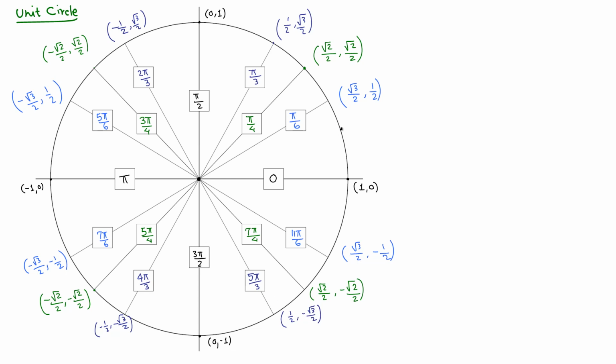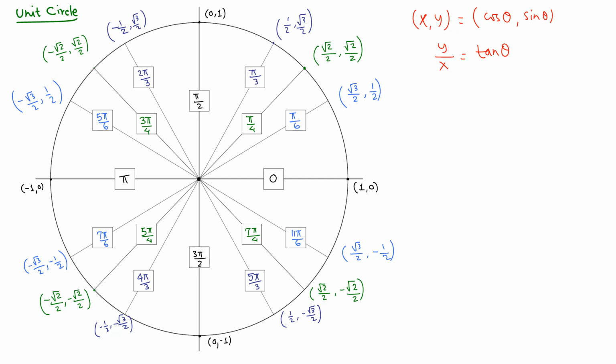Okay, and as we know, these coordinates x, y refer to cosine of the angle comma sine of the angle. And if we want to find tangent, then y over x will give us tangent. And the reciprocal of x is secant, the reciprocal of y is cosecant, and x over y would be cotangent.